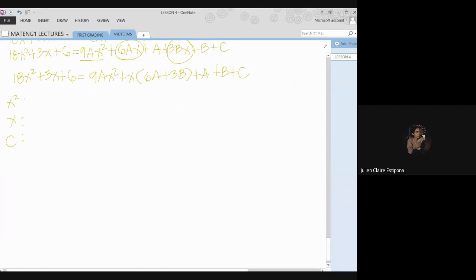At the left side of the equation, what is the coefficient of x squared? That is 18, which is equal to 9a. And for x, what is the coefficient on the left side? That is 3, which is equal to 6a plus 3b, yes, that's correct. And for the constant, that is 6, which is equal to a plus b plus c.